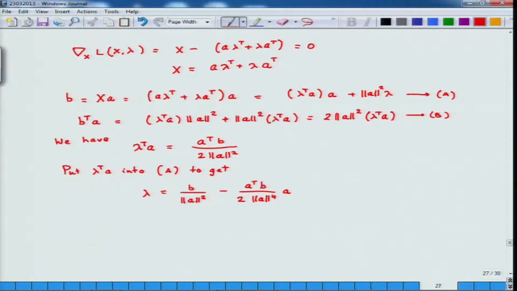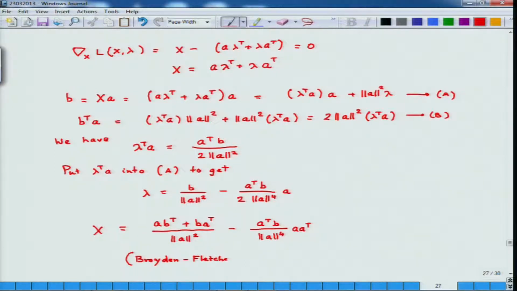So now putting this into X, X would be AB transpose plus BA transpose. So this is what is usually called the Broyden-Fletcher-Goldfarb-Shanno update. We will write it in terms of S_k, Y_k, etc. tomorrow.